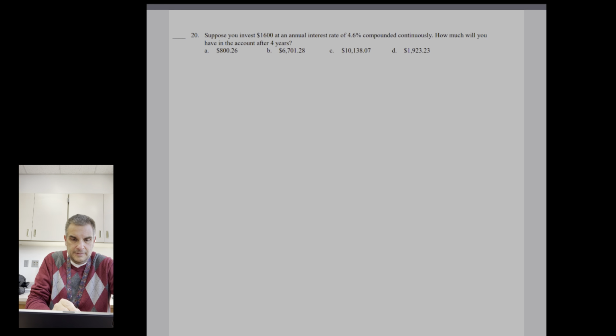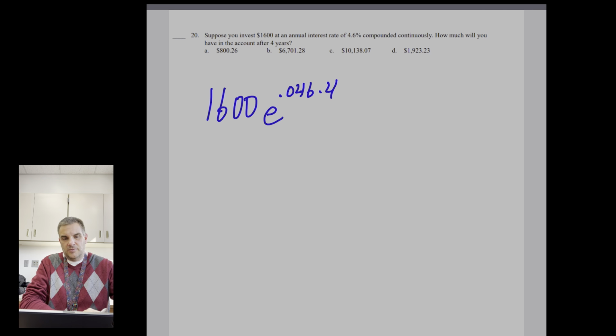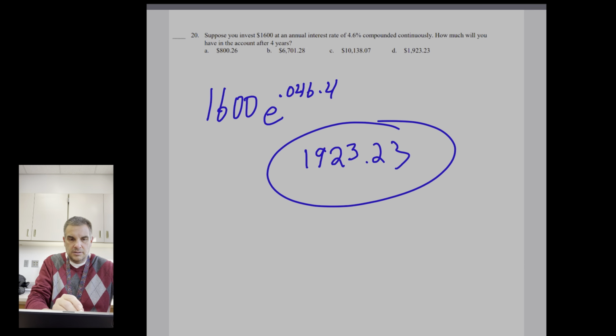So the PERT formula. So 1,600 times e to the rate. The rate is 0.046 times the time, 4. So 1,600 times e to the 0.046 times 4, close parentheses around it, and you get $1,923.23, which is D. So that's the PERT formula.